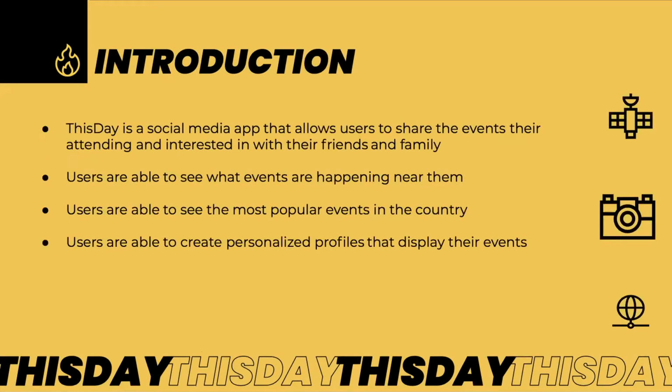This is the introduction. ThisDay is a social media app that allows users to share the events they're attending and interested in with their friends and family. Users are able to see what events are happening near them, they're able to see the most popular events in the country, and they're able to create personalized profiles that display their events.